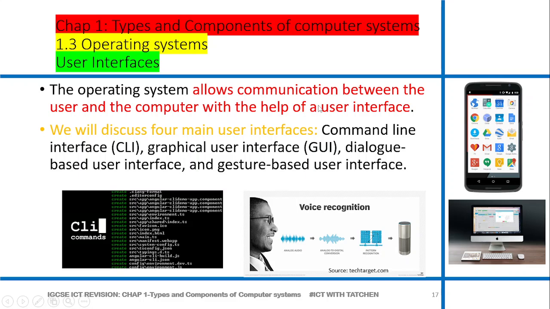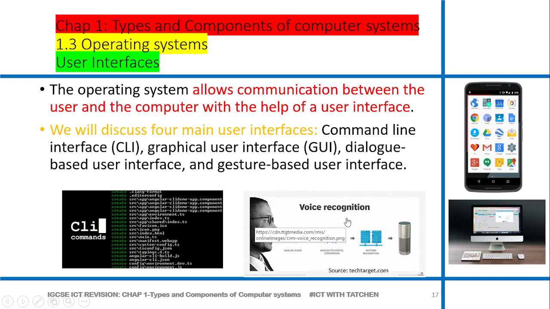Now, for you to use a computer, you need what we call a user interface. Me being able to see my computer now, and you also being able to see whatever you're doing or listening to from your end, is with the help of a user interface. So a user interface allows communication between the user and the computer. We will be focusing on the four main types of user interfaces: the command line interface, CLI, the graphical user interface, GUI, dialog-based user interface, and gesture-based user interface.